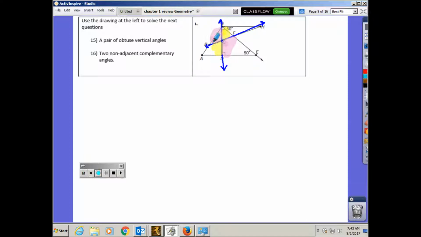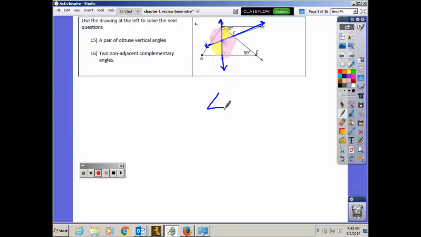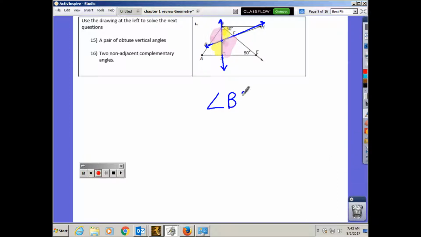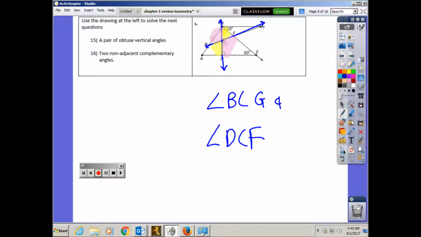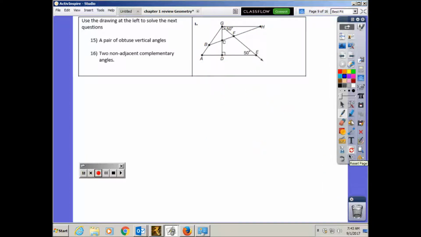Okay, the two that are kind of pink, those are my obtuse ones, right? Yeah. And I could call those angle BCG and DCF. You just did problem 15 on the review. Oh, thank you. And two non-adjacent complementary angles.